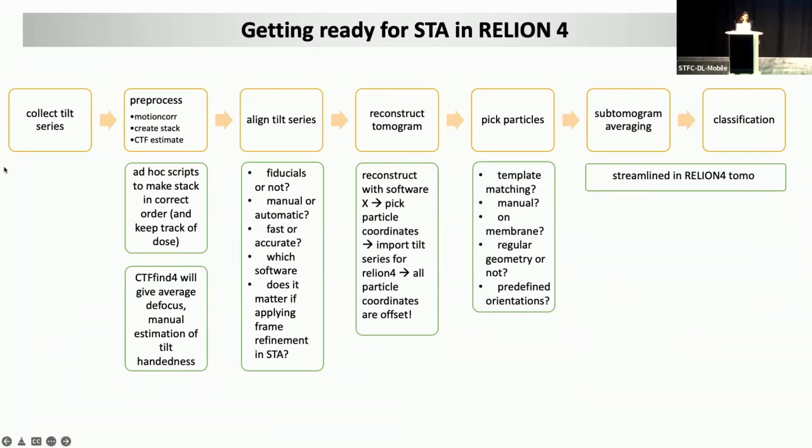And then after we get our tilt series, which is normally nowadays collected with a dose-symmetric scheme, we need to go through some pre-processing steps. These include motion correction and CTF estimation. In the case of tomograms, you also need to create a stack. And I think most labs doing subtomogram averaging have their own in-house script to do all of these steps.